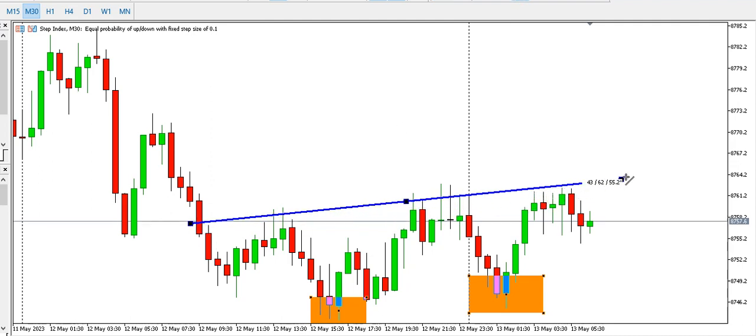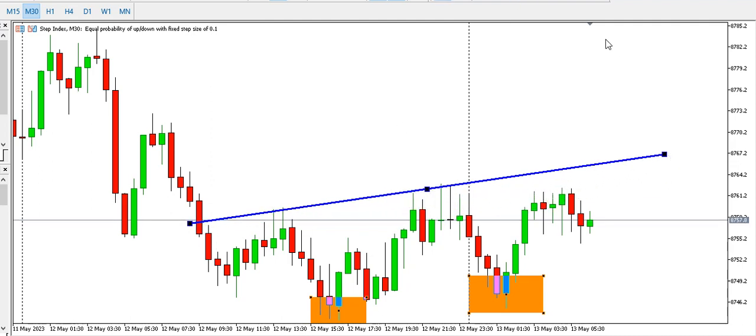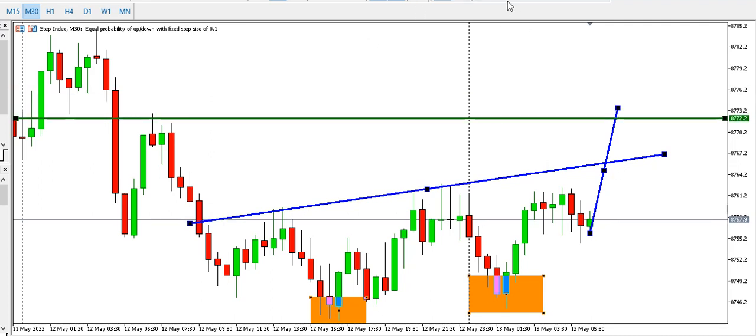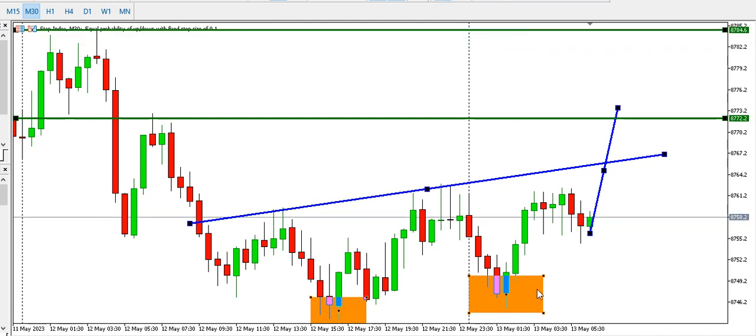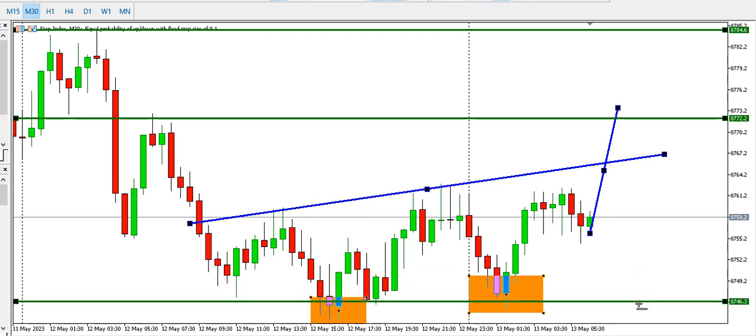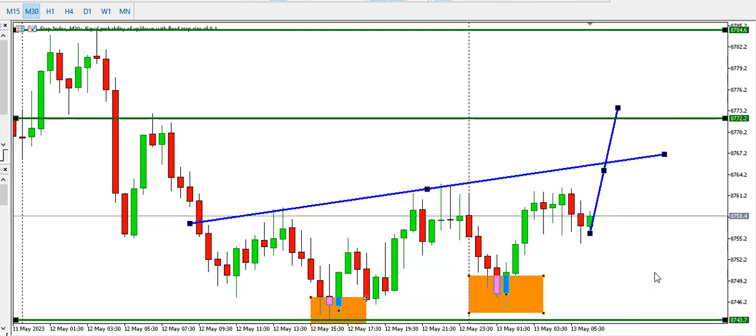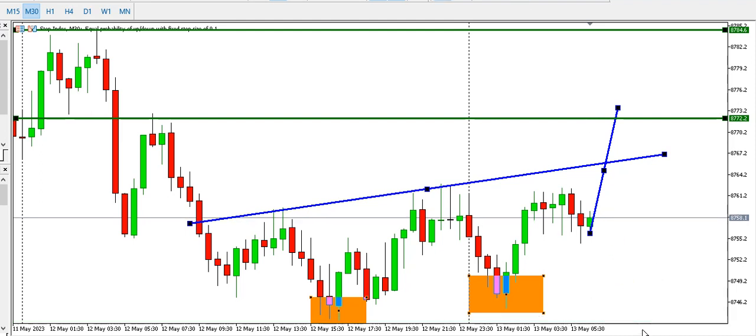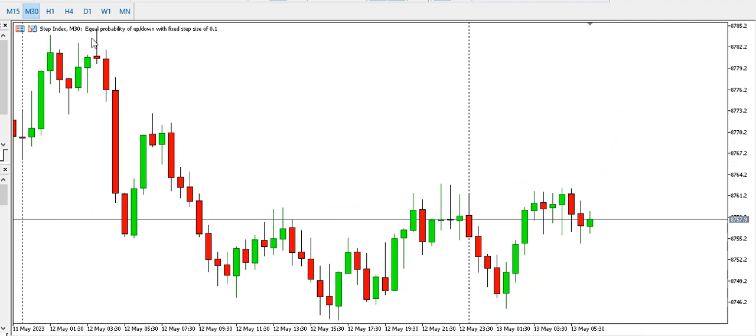Still a range. If we now see a break of this neckline, it can target first this high, then secondly this high, then we might see a recovery to the upside. But if price drops and breaks this low around here, then we might see continuation of the downtrend. Okay, that's that on the 30 minutes time frame.